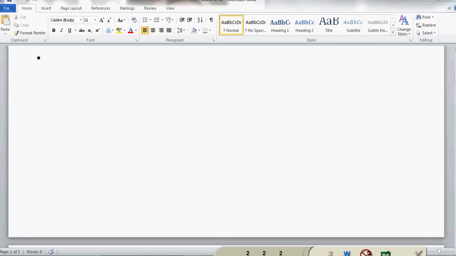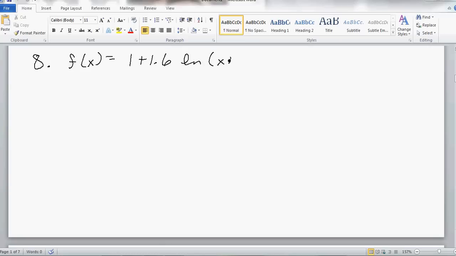Okay, number 8. We are given this particular function, and we are told that it models the average number of free throws a basketball player can make consecutively. X represents the number of consecutive days the basketball player has practiced for 2 hours, and after 42 days of practice, what is the average number of consecutive free throws the basketball player makes?